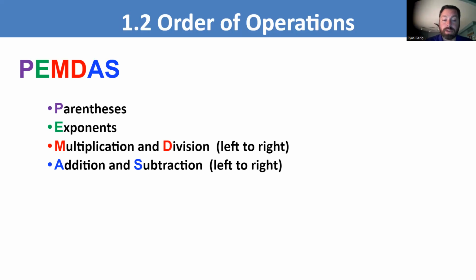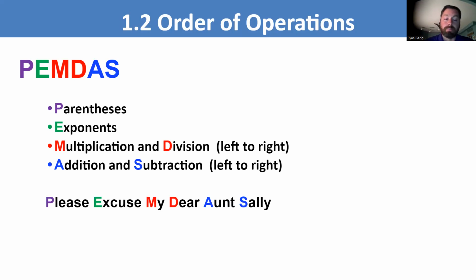What I mean by in order from left to right is if you have addition and subtraction in the same problem, you don't always do addition first. If the subtraction comes first, you would do the subtraction before you did the addition. Okay, so let's do a couple examples here. And before we move on, please excuse my dear Aunt Sally. That's a way to remember the order of PEMDAS.